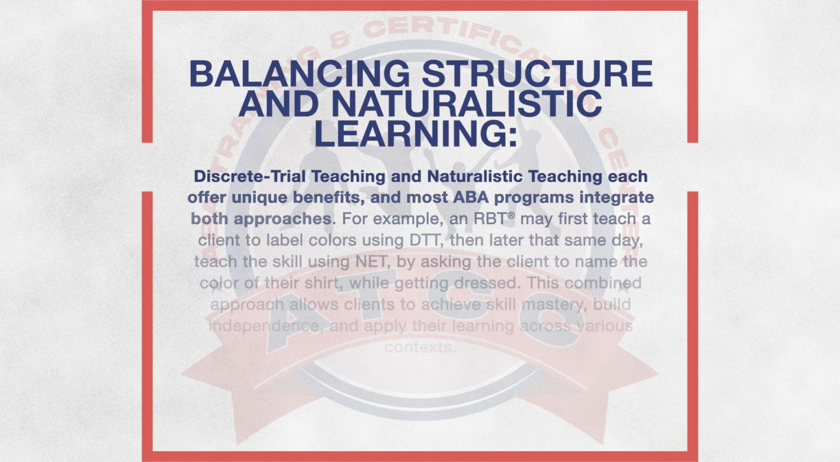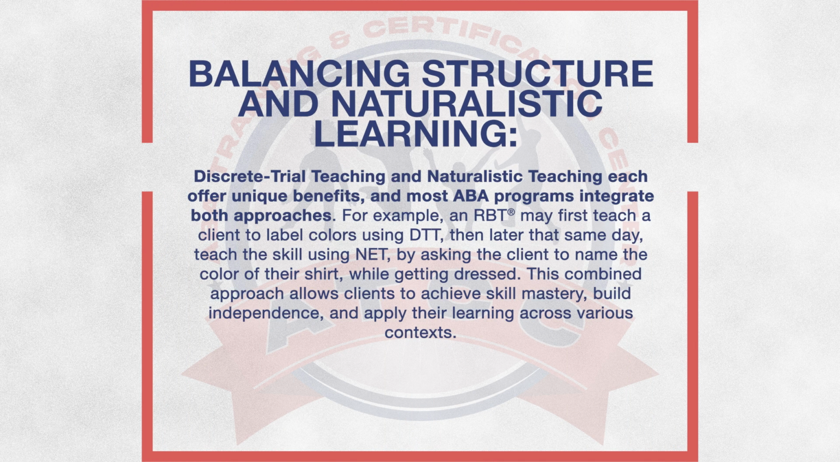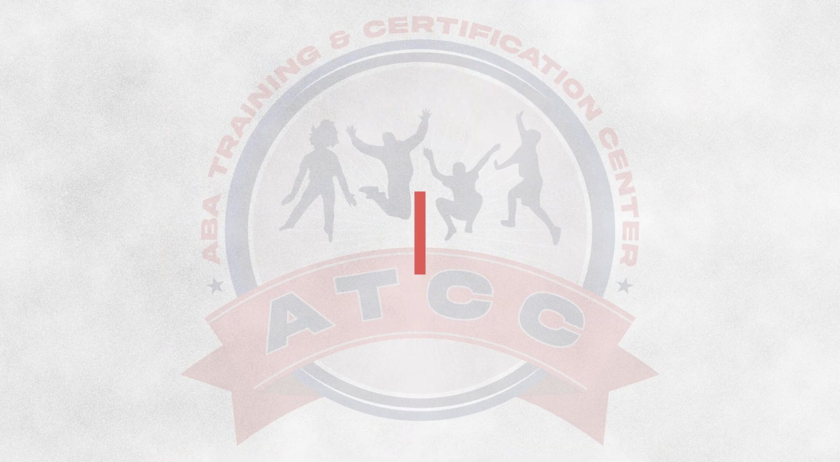Balancing structure and naturalistic learning. Discrete trial teaching and naturalistic teaching each offer unique benefits, and most ABA programs integrate both approaches. For example, an RBT may first teach a client to label colors using DTT, then later that same day teach the skill using NET by asking the client to name the color of their shirt while getting dressed. This combined approach allows clients to achieve skill mastery, build independence, and apply their learning across various contexts.